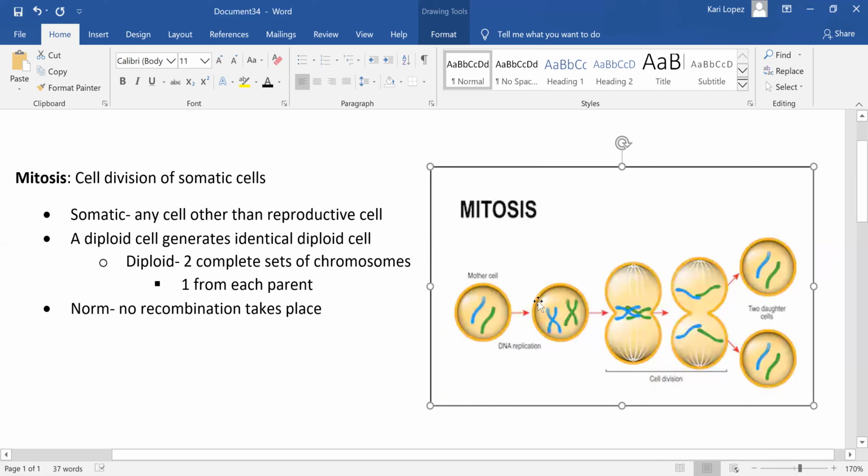So it's showing here is the mother cell. And then you've got DNA replication. And then you've got cell division. And so they line up and split the 2 sets of chromosomes and then make 2 daughter cells.